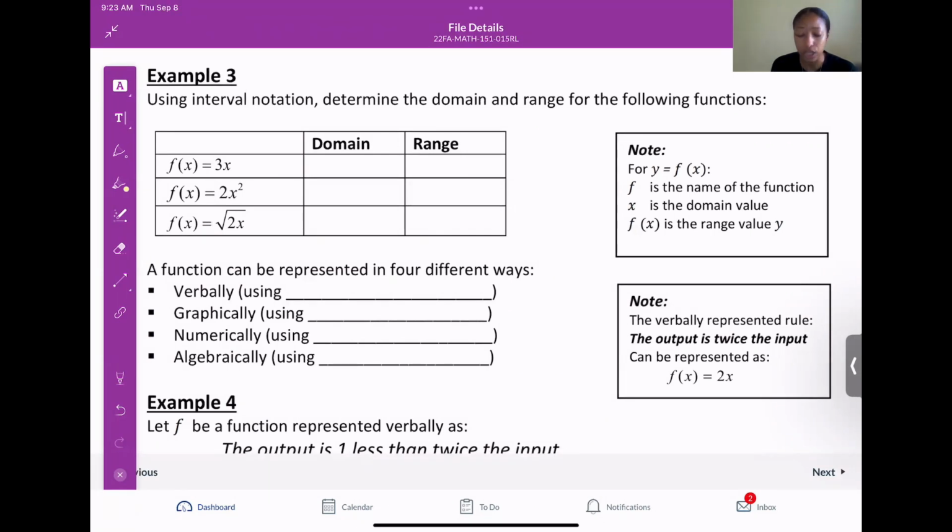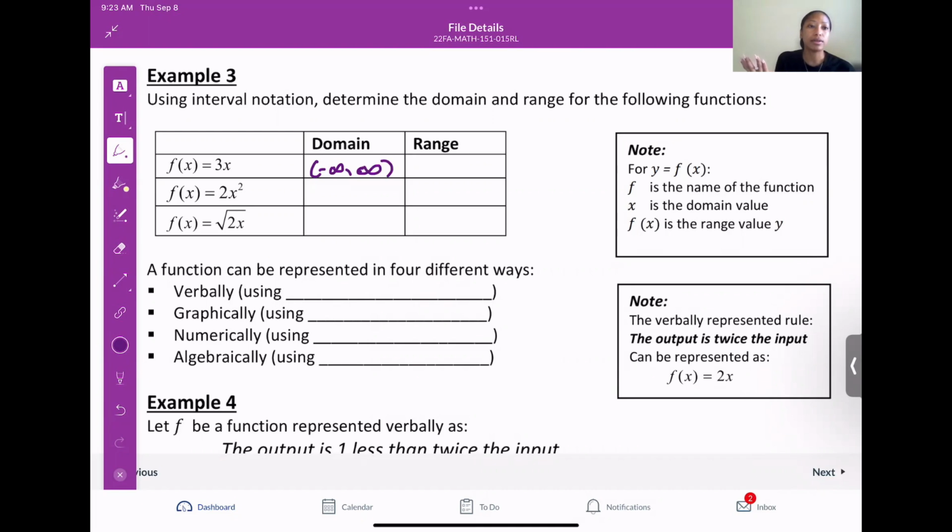So for f of x equals 3x. So 3 times x. For the domain, you want to ask yourself, what numbers can I multiply by 3? Any number. You can multiply any number by 3. That's actually an example of a linear function. The domain for a linear function would be all real numbers, in interval notation that's -∞ to +∞.